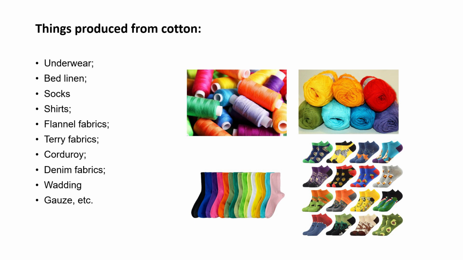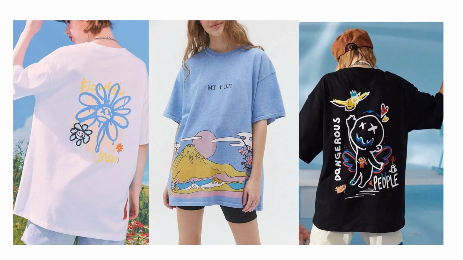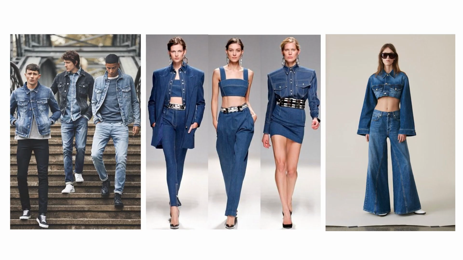It is really important to have some items produced from natural material, especially the things every person uses daily. Things like underwear, bed linen, socks, shirts, flannel fabrics, terry fabrics, corduroy, denim fabrics, wadding, gauze, and others.